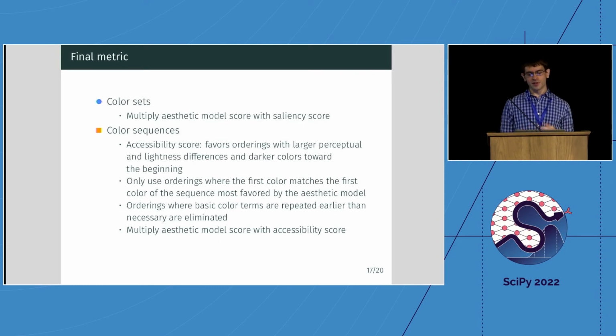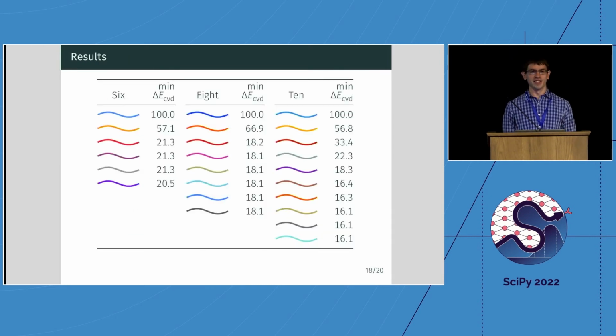So I ranked all the sequences with the aesthetic model and looked at the first color of the top ranked sequence, and then threw out any orderings where that color was not the first color. And similarly for basic color terms, if they were repeated earlier than necessary, those sequences were eliminated. Once this was done, I multiplied the aesthetic model score with the accessibility score for the remaining sequences and used this to determine the final ordering and thus the final results that are presented here.